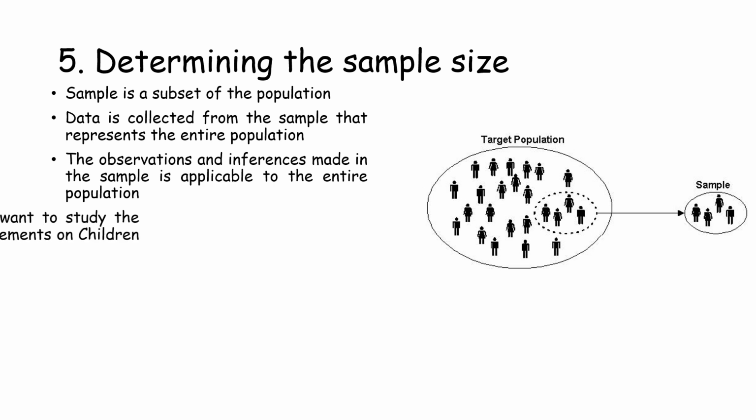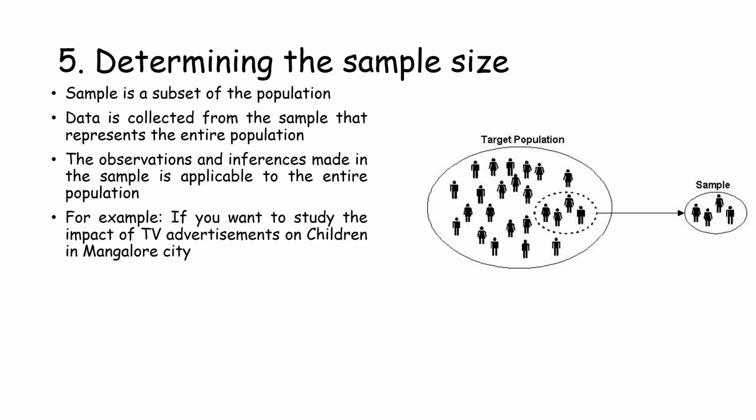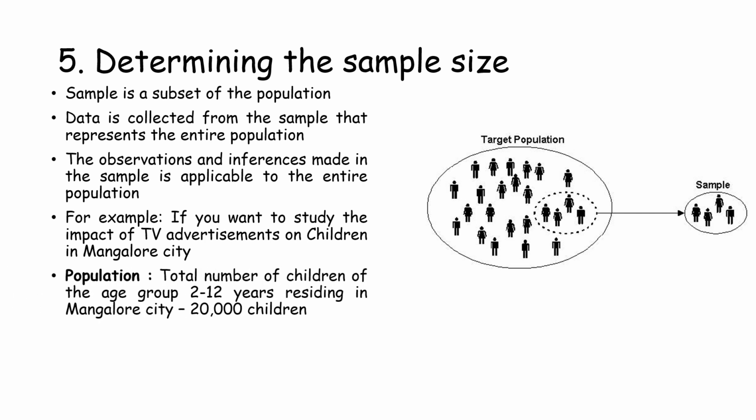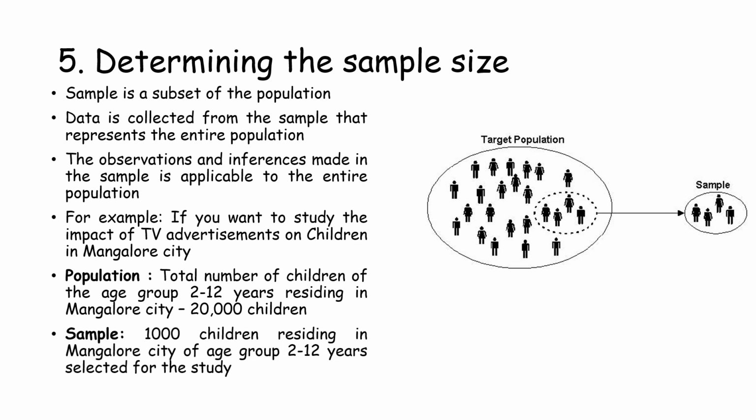For example, if you want to study the impact of TV advertisements on children residing in Mangalore city, the target population for this particular study will be the total number of children of the age group 2 to 12 years residing in Mangalore city, that is 20,000 children. And the sample for this study will be 1,000 children of the age group 2 to 12 years residing in Mangalore city. The sample from the population should be selected systematically. There are different methods for selecting the sample, which will be discussed in detail in a separate video.